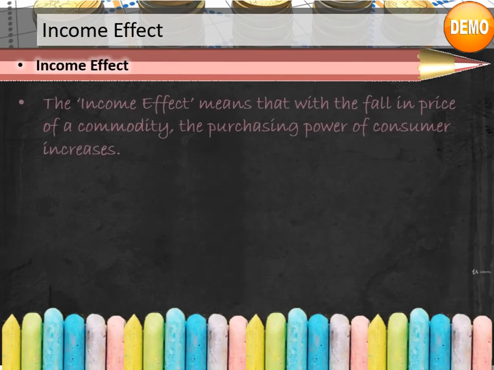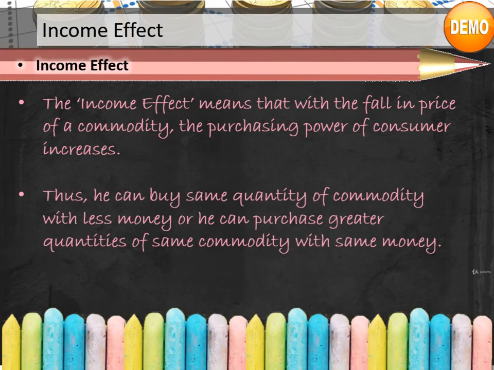Income effect. The income effect means that with the fall in price of a commodity, the purchasing power of consumers increases. Thus, he can buy the same quantity of commodity with less money, or he can purchase greater quantities of the same commodity with same money.